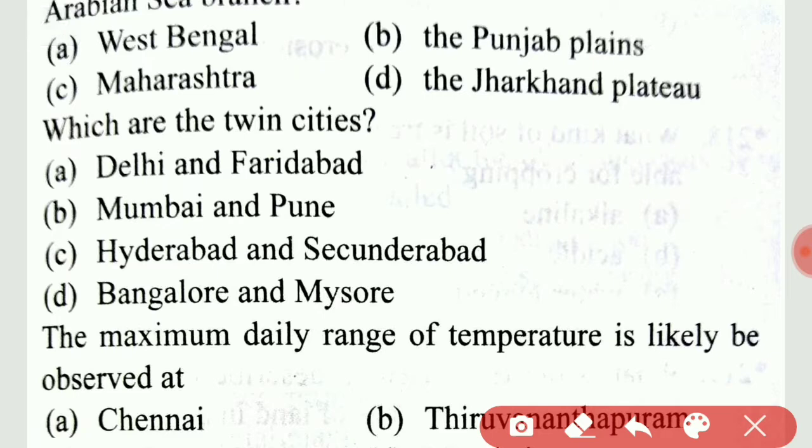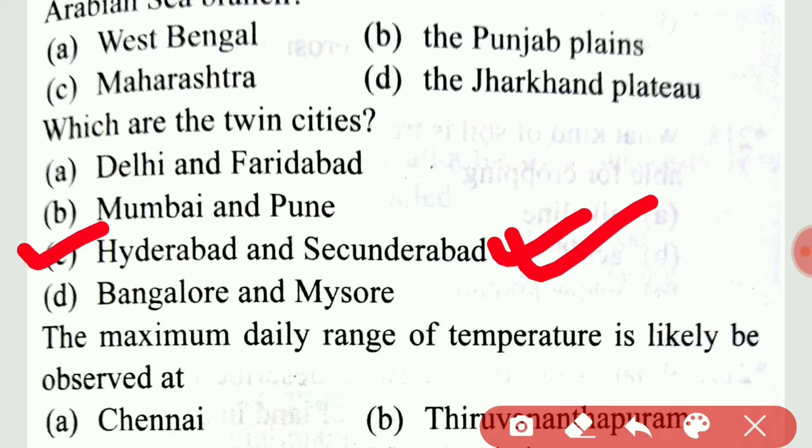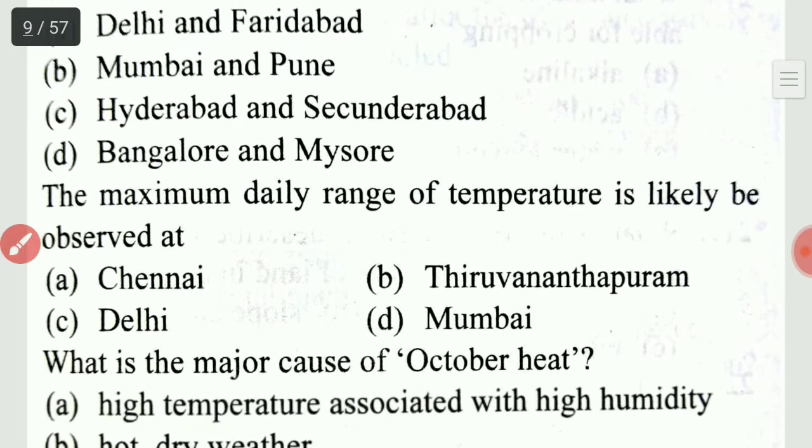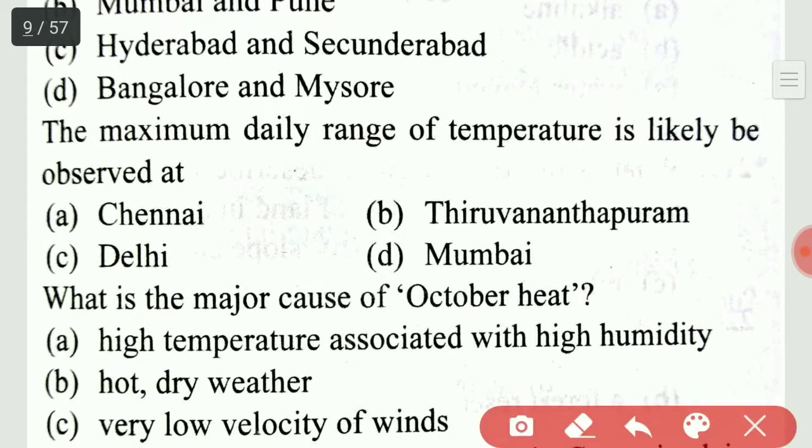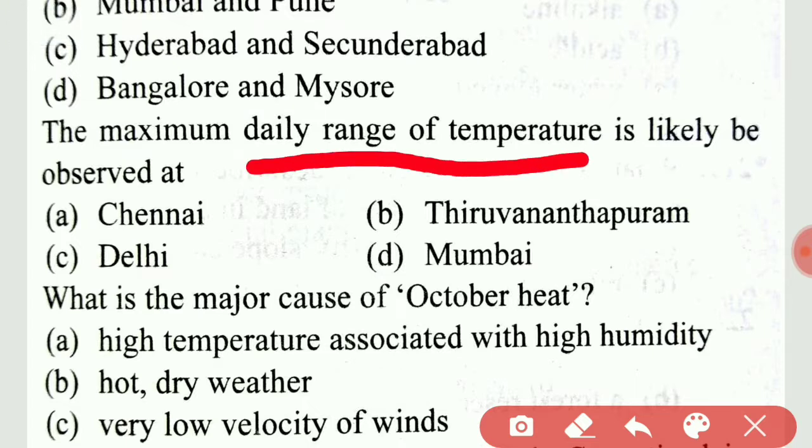Which are the twin cities? The answer is Hyderabad and Secunderabad. Option C. Next, the maximum daily range of temperature is likely to be observed at option C, Delhi.